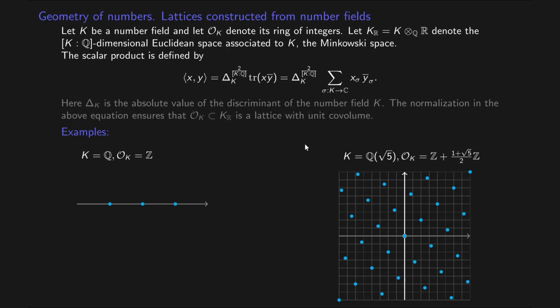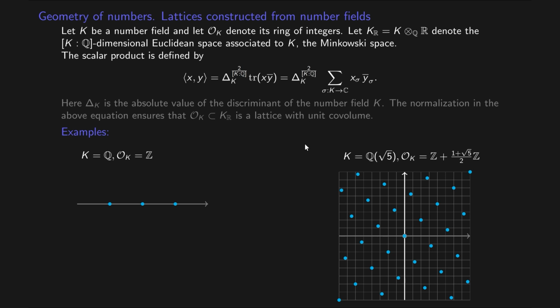Also, if we take our ring of integers and look at its image under this embedding, we get a lattice inside the Euclidean space. It is a matter of taste a little bit, but I would like this lattice to be unimodular, to have covolume 1. This is why I normalize my scalar product with the suitable power of the discriminant of the number field.